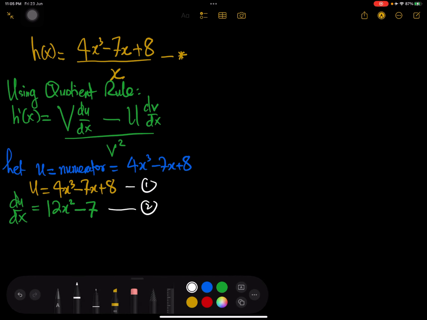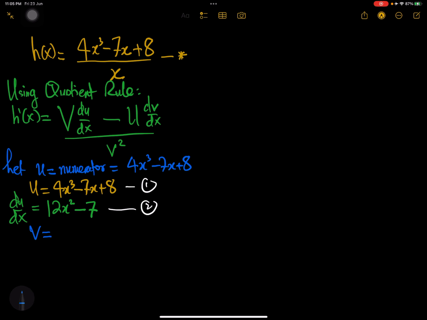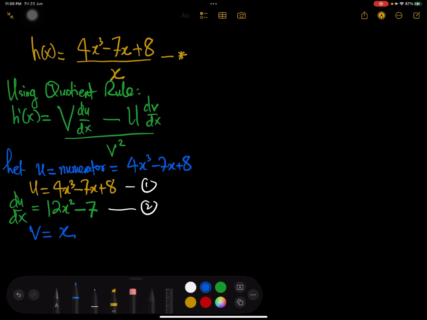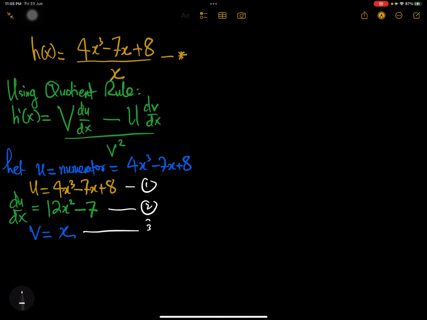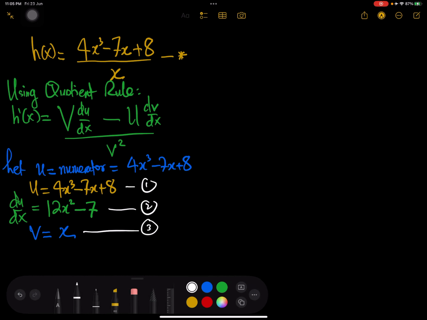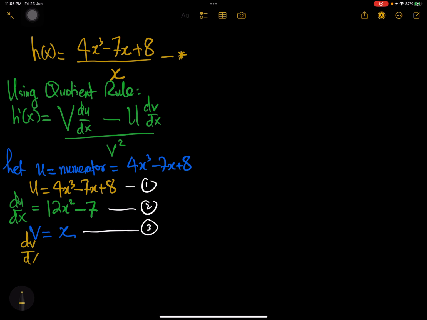The next thing is to make our v. We're going to make v equal to the denominator, which is x. And we said that that's going to be our equation 3. And then we are going to differentiate it again. So we're going to get dv dx is equal to 1. And that gives us equation 4.